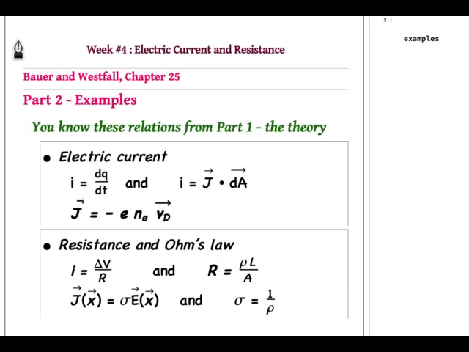All right, so you've watched part one of the screencast for electric current and resistance. That's the theory. Now, part two will be some examples. So you should know these relations from part one, which we'll need to use. First of all, electric current.